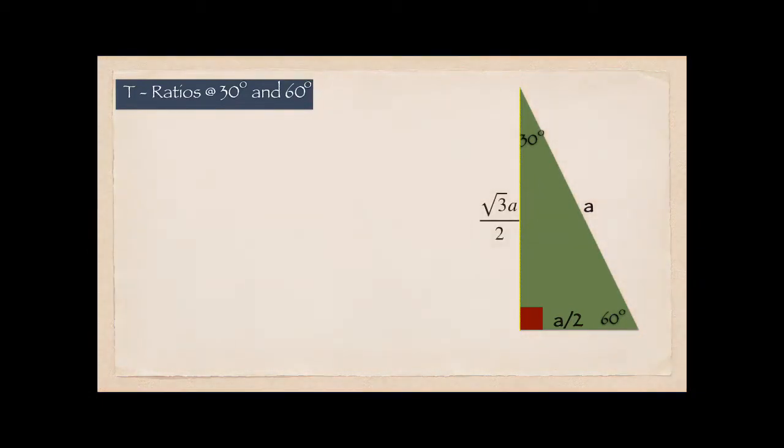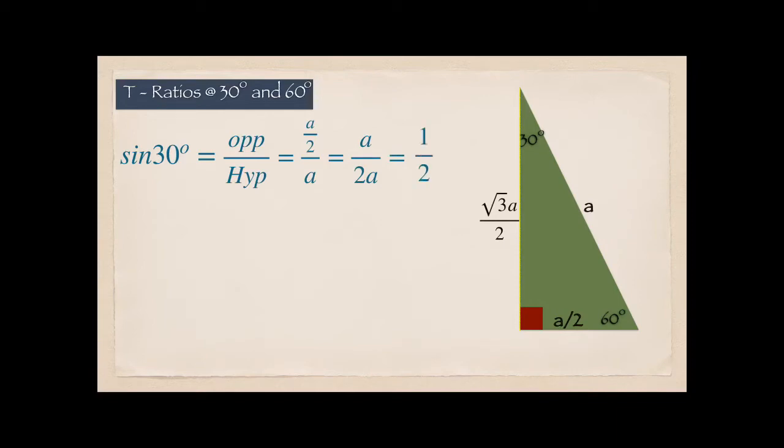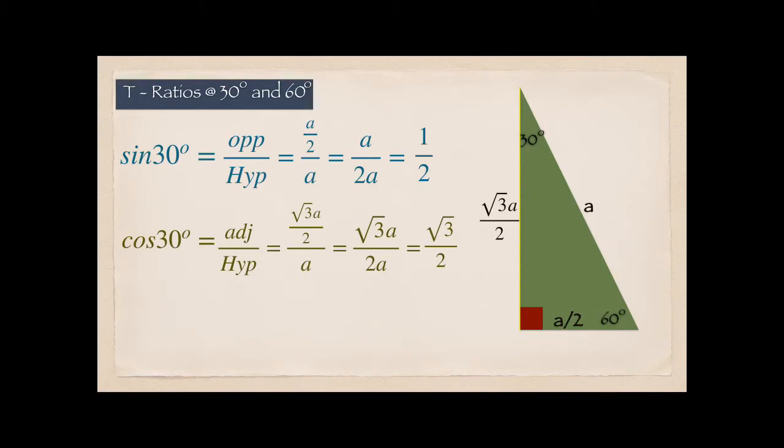Now taking 30 degrees as an acute angle, sine 30 degrees, which is the ratio of opposite side to hypotenuse, will be 1 upon 2. Next, cos 30 degrees, which is equal to adjacent side upon hypotenuse. Taking values from the triangle and simplifying, we get root 3 upon 2.